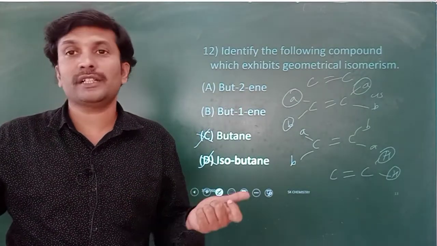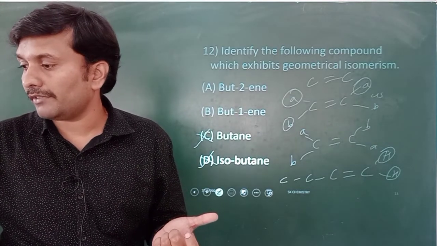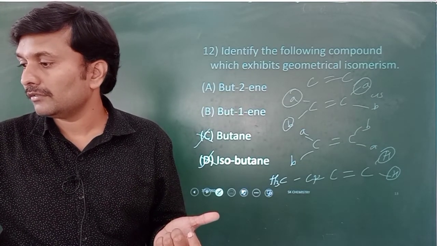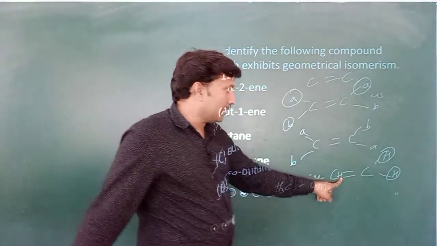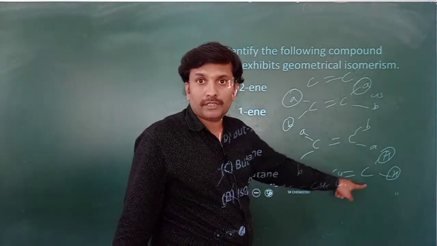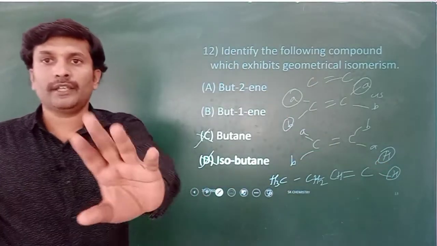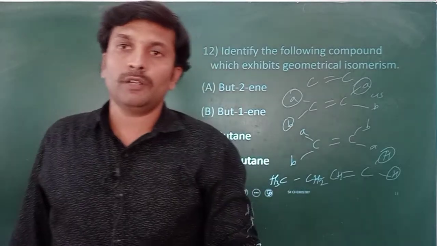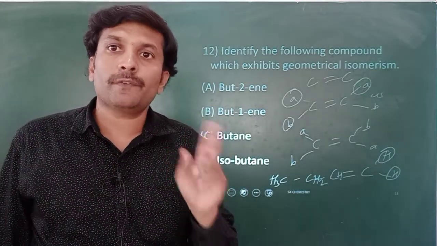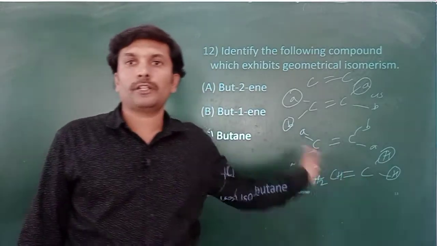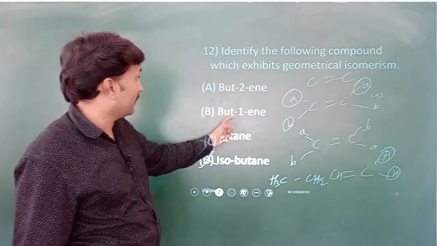See, both are the same in the case of 1-butene. This is the 1-butene structure I have written, children. This is the structure, with the double bond. They have the same group, so it is not possible. I gave you three conditions: one is a double bond, and it should have two different groups. It has the same group, so it is not possible.